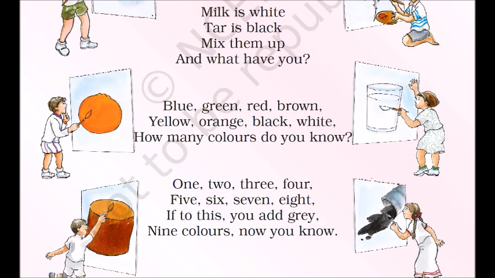Blue, green, red, brown, yellow, orange, black, white. How many colors do you know? 1, 2, 3, 4, 5, 6, 7, 8. If to this you add grey, 9 colors now you know.